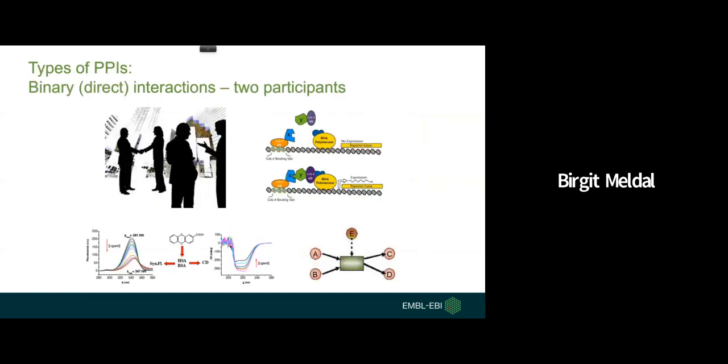We characterize these interactions into 4 major types. One are direct interactions between 2 proteins, so using methods that show that these 2 proteins are directly physically interacting with each other, and that's the equivalent of a face-to-face conversation between people.